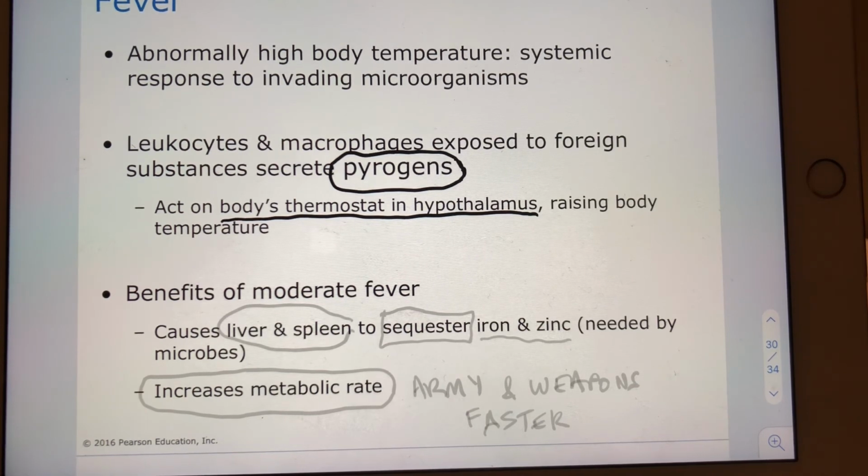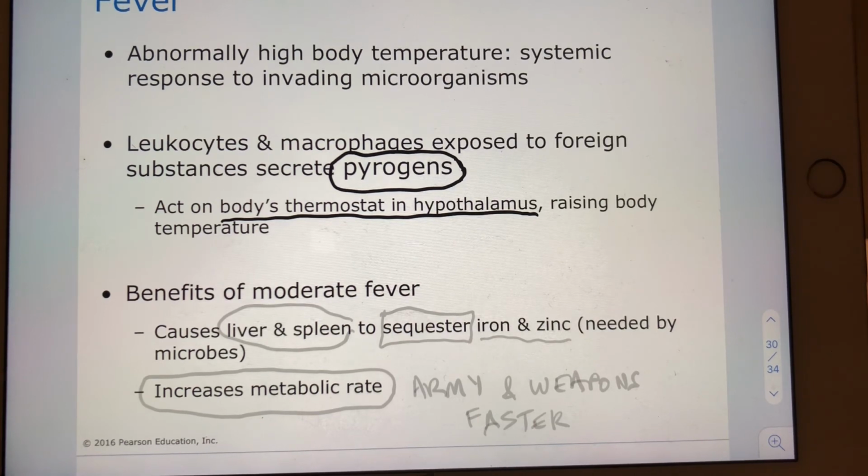A lot of people think that fever is a way to cook bad guys. But think about it. If fever was hot enough to cook bad guys, what else would you cook? You'd end up cooking yourself. So that's a really common misconception, but also somewhat silly. So what does fever actually do for us if it doesn't cook bad guys?